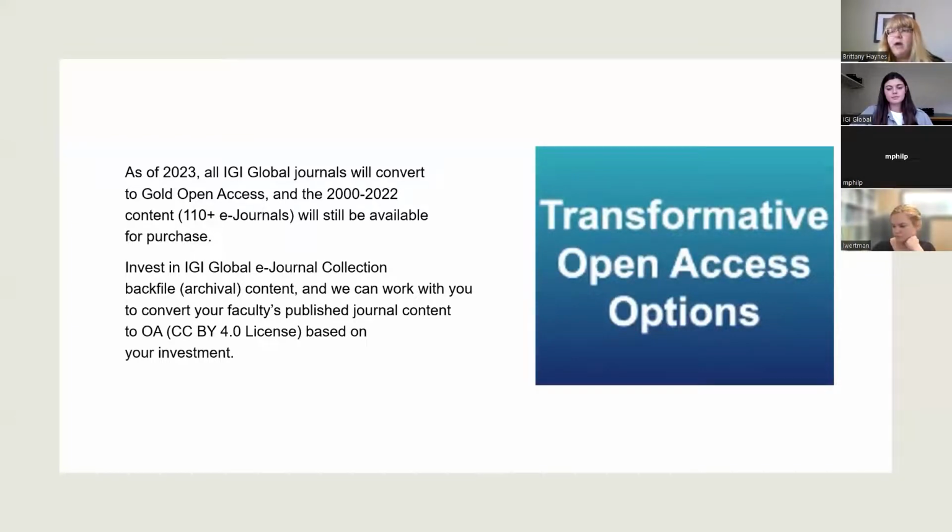Of the 3 options we offer, the open access agreements was the first. This is the transformative open access option. Because we're shifting all of our journals to open access in 2023, we still have the back file of our e-journal collection, which contains all of our journals at IGI Global from the 2000 to 2022 volume year. That's about 110 journals still available for purchase. I work with libraries regularly on this acquisition.